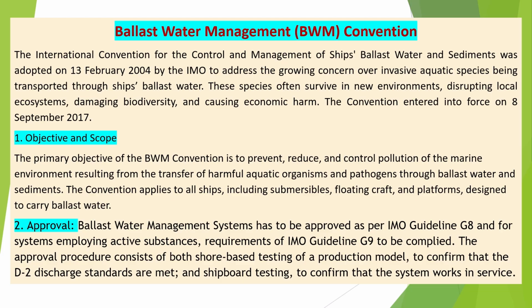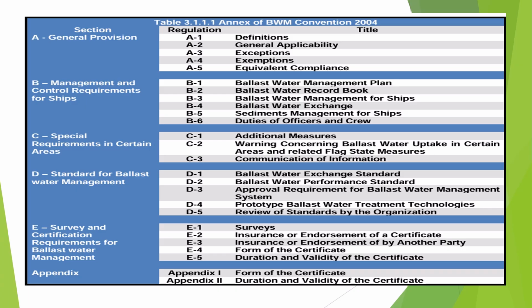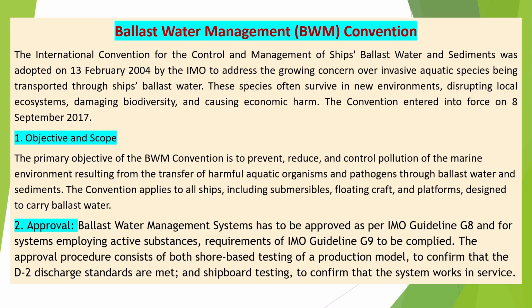2. Approval. Ballast water management systems have to be approved as per IMO Guideline G8, and for systems employing active substances, the requirements of IMO Guideline G9 must be complied with. The approval procedure consists of both shore-based testing of a production model to confirm that the D2 discharge standards are met, and shipboard testing to confirm that the system works in service.